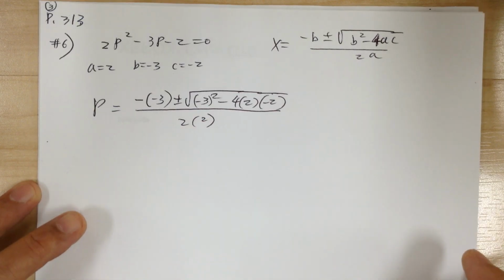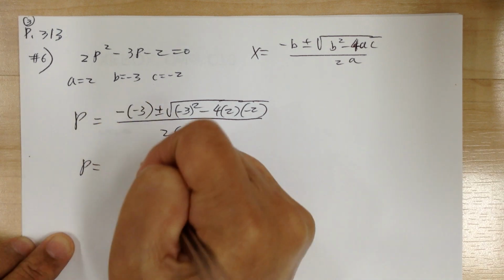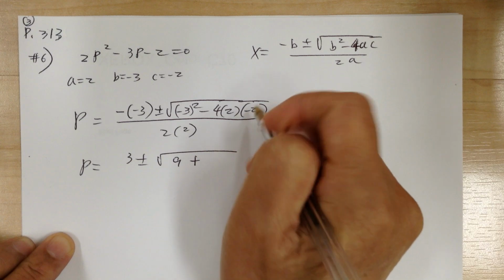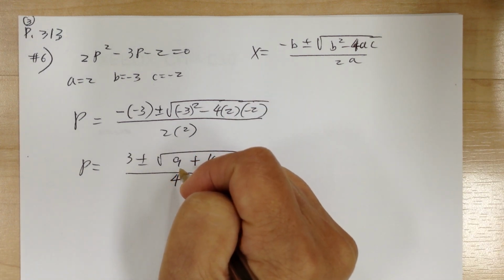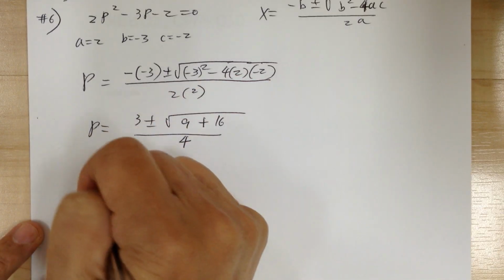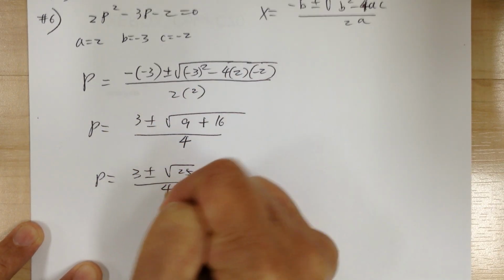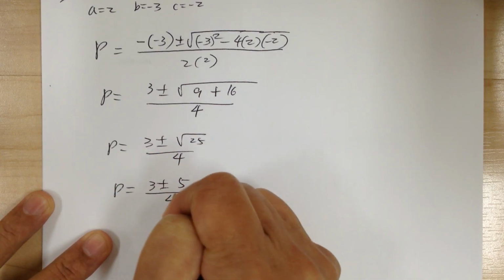So go and do the substitution. Then you can go and start to work out the details. So p equal to 3 plus or minus square root of 9 plus 16 over 4. Okay. And then from here, p equal to 3 plus or minus square root of 25 over 4. So p equal to 3 plus or minus 5 over 4, right?